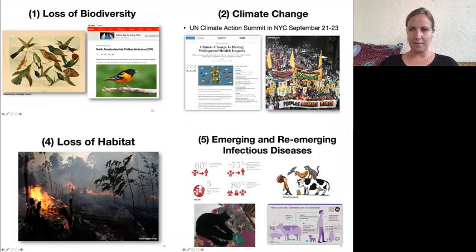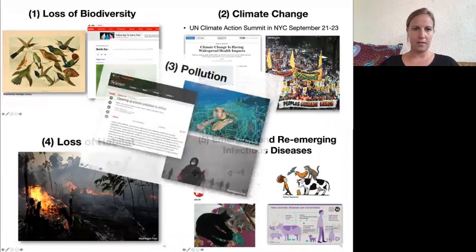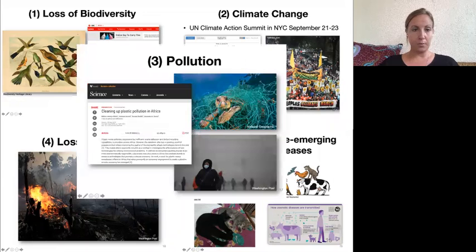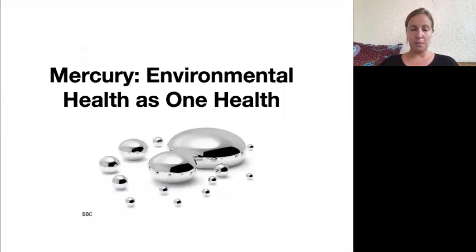So now I'm going to dive a bit deeper into one of the wicked problems that we talked about, which is pollution. And I'm going to use mercury as an example of pollution to demonstrate environmental health as human health. Exposure to mercury threatens our health, with many often irreversible toxic effects. Developing fetuses and young children are most at risk. Mercury pollution also harms wildlife and ecosystems.